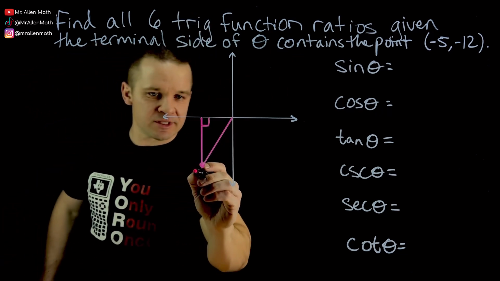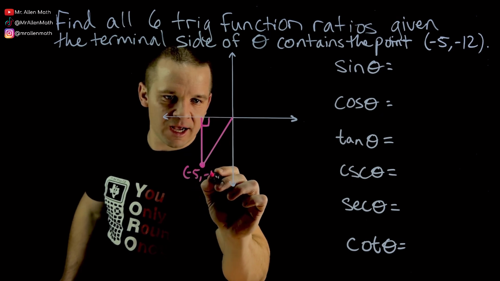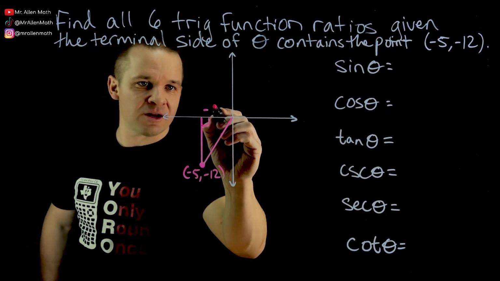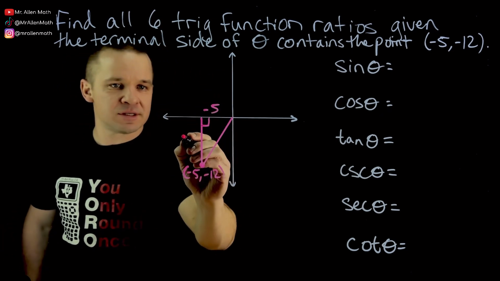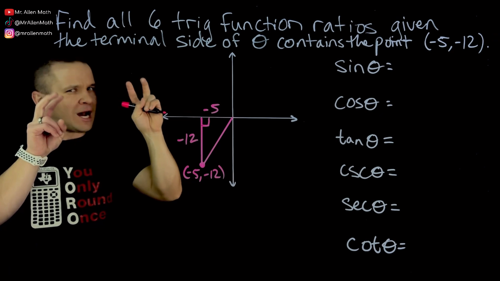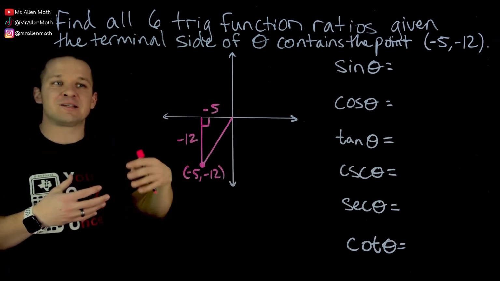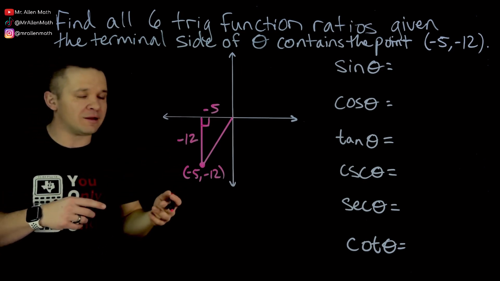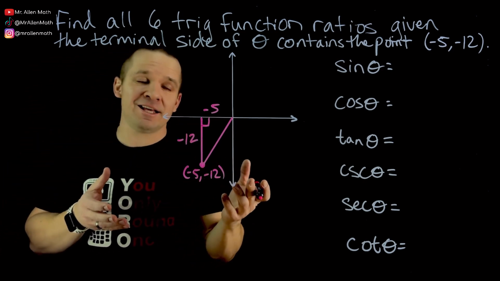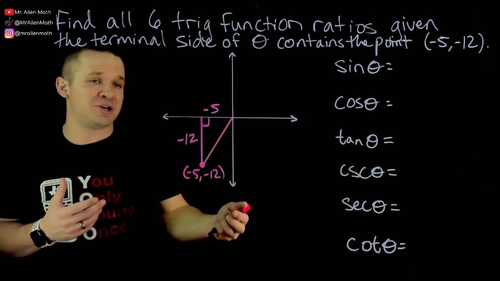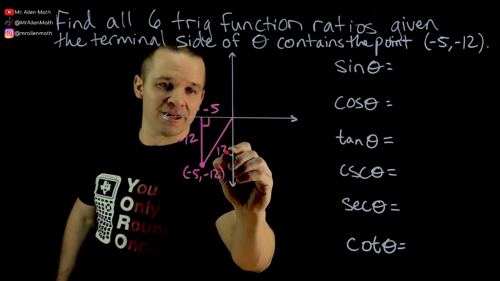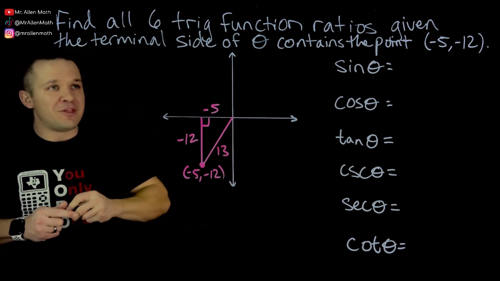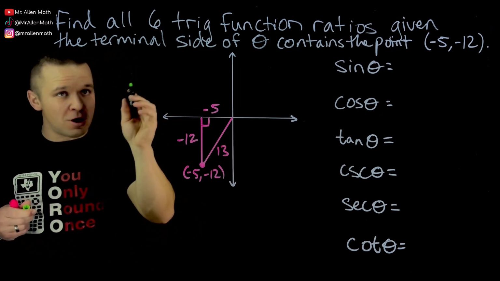Because this point here is (-5, -12), if I label that, my x is this way, so this is going to be -5, and my y is up and down, so this is going to be -12 for these side lengths. Not really lengths, but they are the sides of this particular triangle on the xy coordinate plane, which will allow me to get my hypotenuse, because I need that to figure out all 6 trig ratios. Well, it's a 5, 12, 13 Pythagorean triple. Know your Pythagorean triples, they come up all the time in these problems. And if you don't know them, I got you right now.